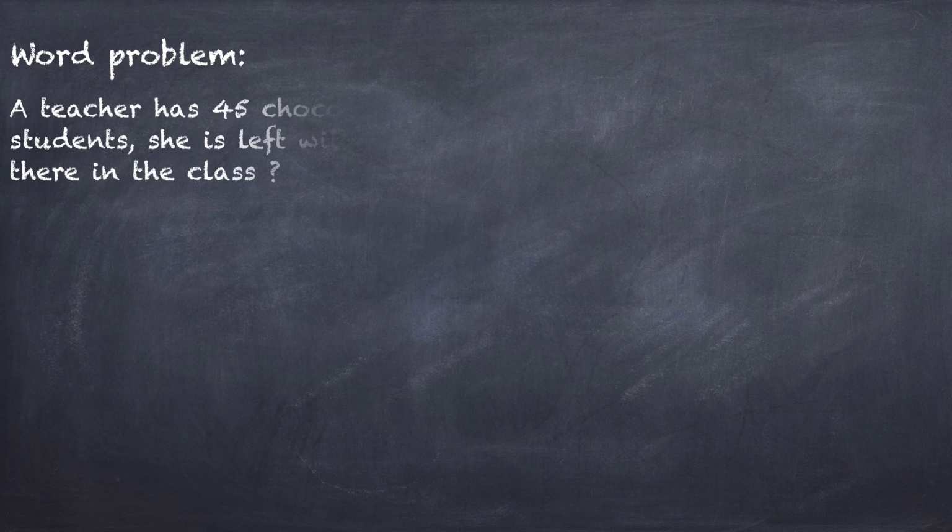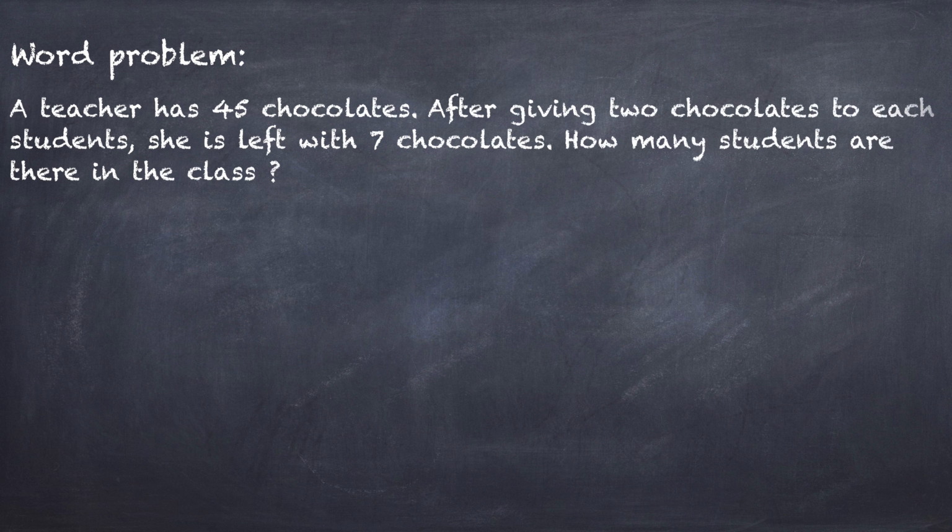Now let's try a word problem. A teacher has 45 chocolates. After giving 2 chocolates to each student, she is left with 7 chocolates. How many students are there in the class?